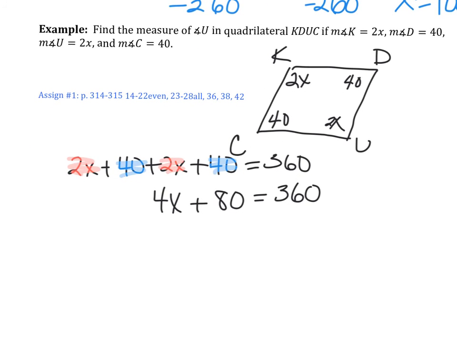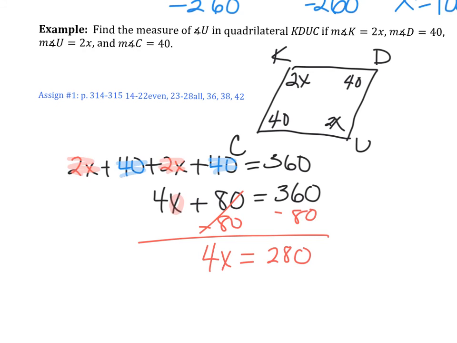Working with our algebra, in order to solve for x, I have to get this x by itself, so I'm going to first move that 80. I'm going to subtract 80 from both sides here. So now I've got 4x is equal to 280. And then that last step would be to divide both sides by 4, and I've got x is equal to 70 degrees.